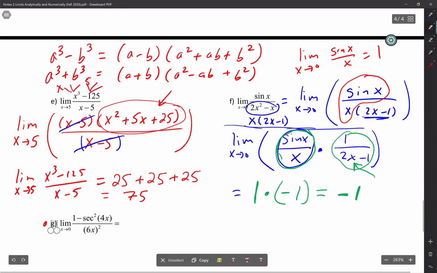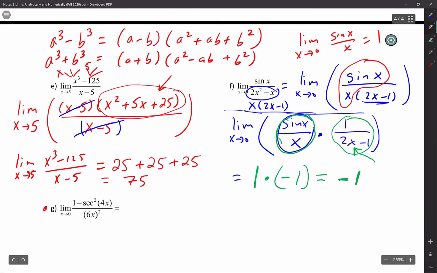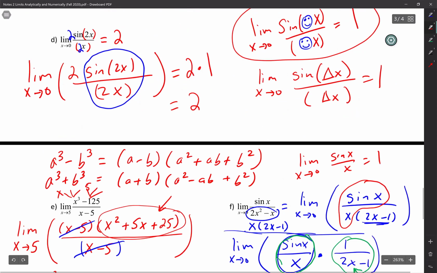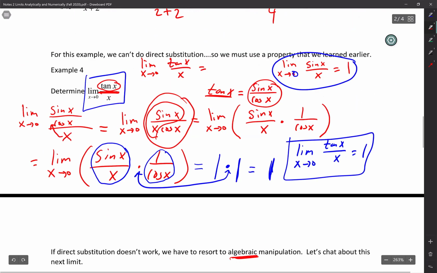All right, letter G. Ooh, letter G. All right, let's see. What have we learned? All right, look at this one.